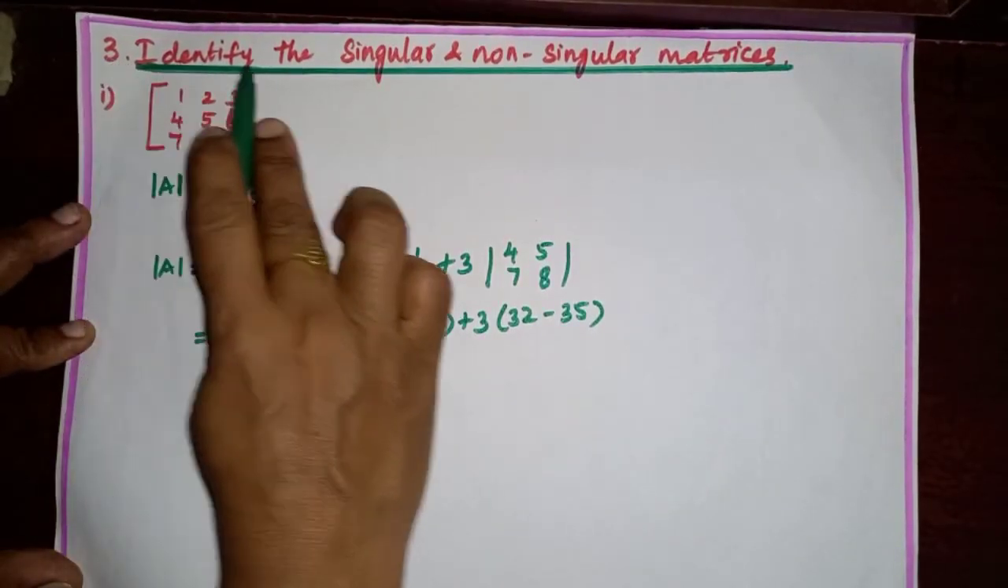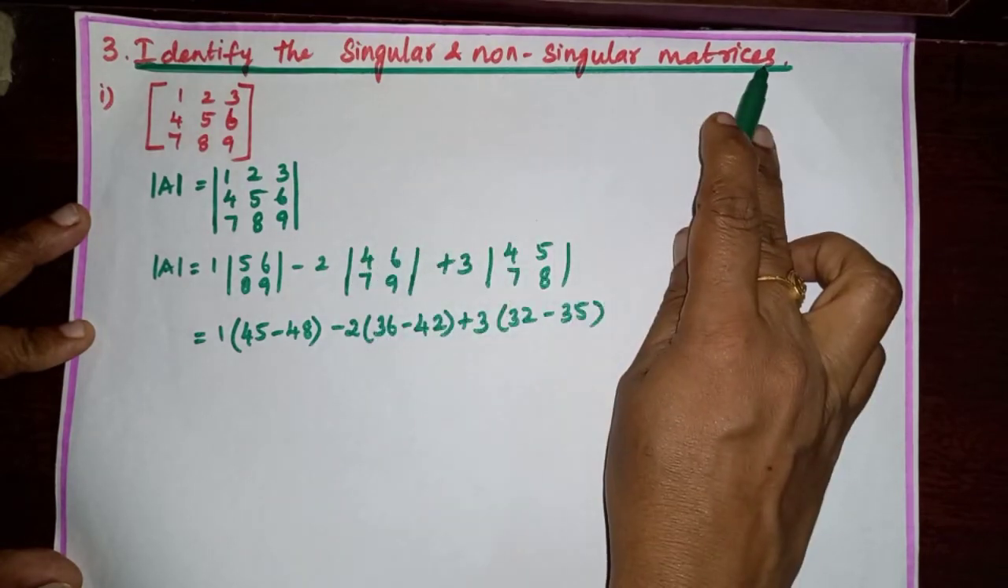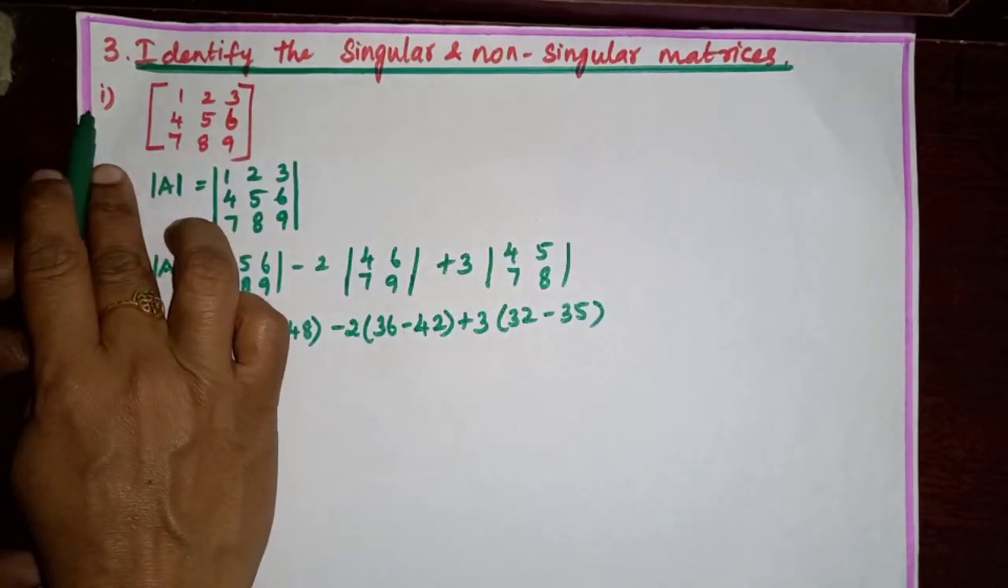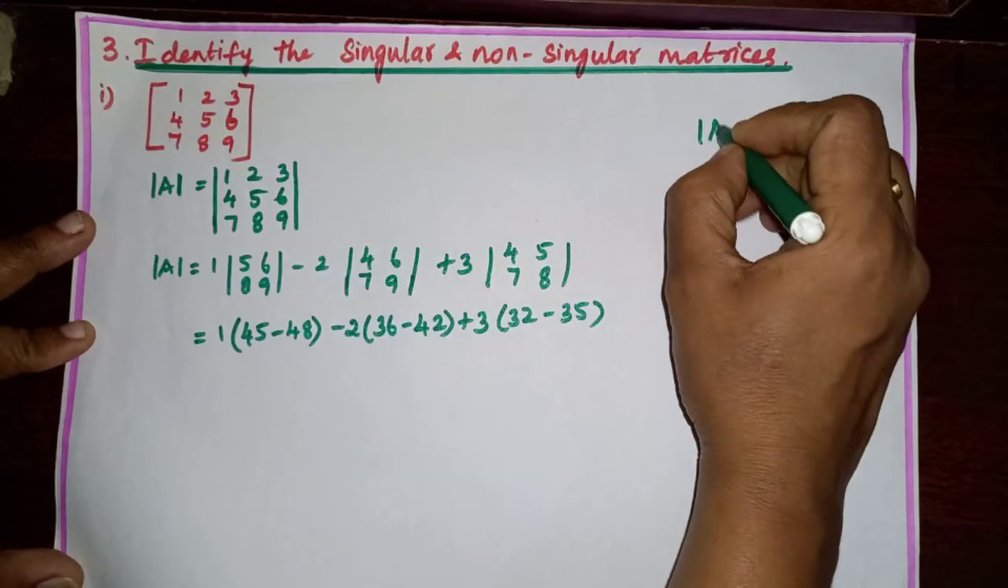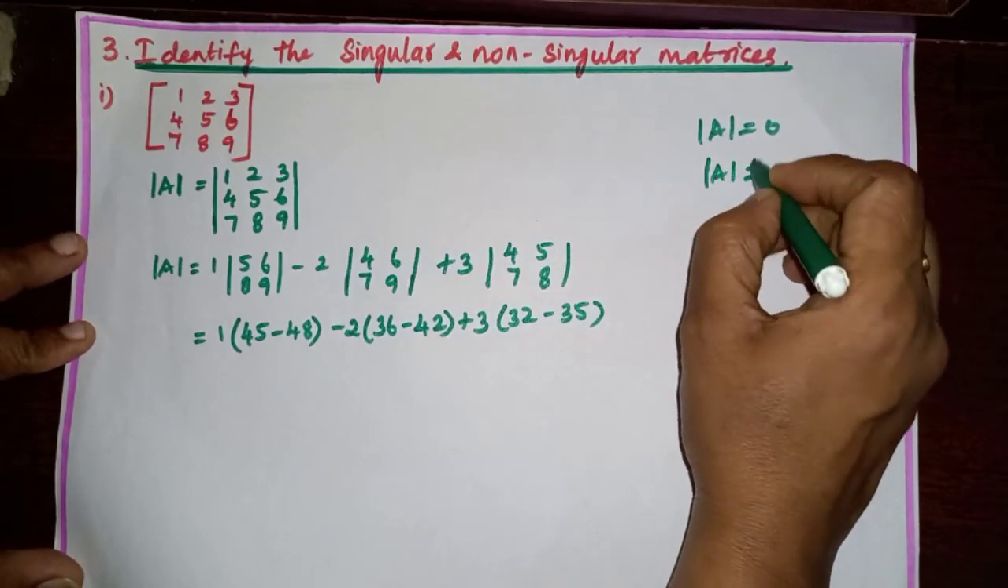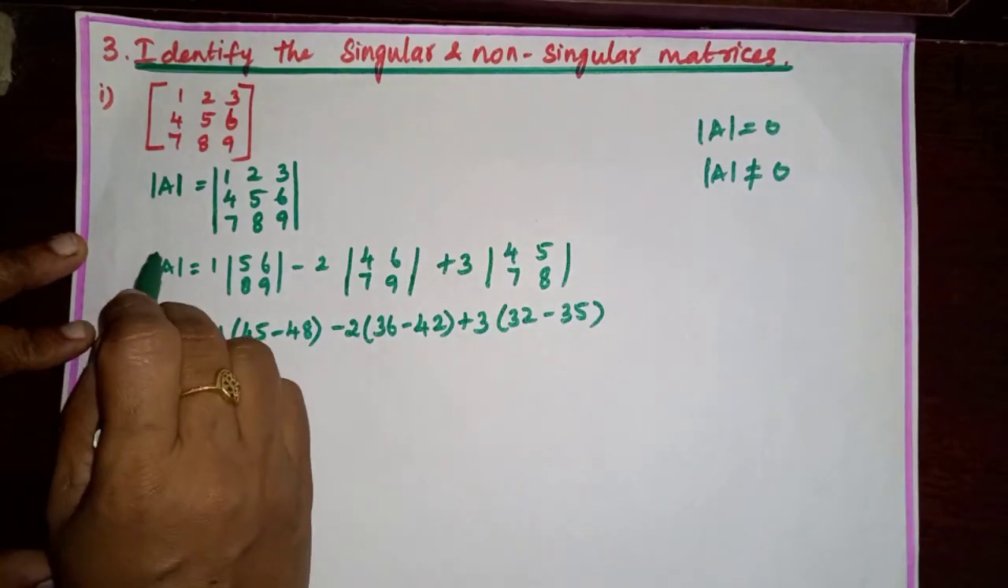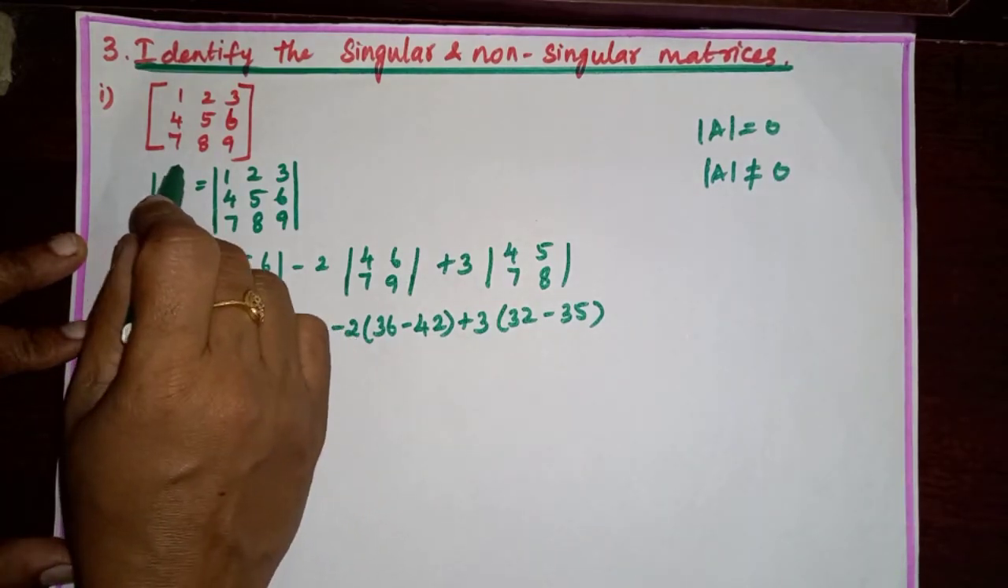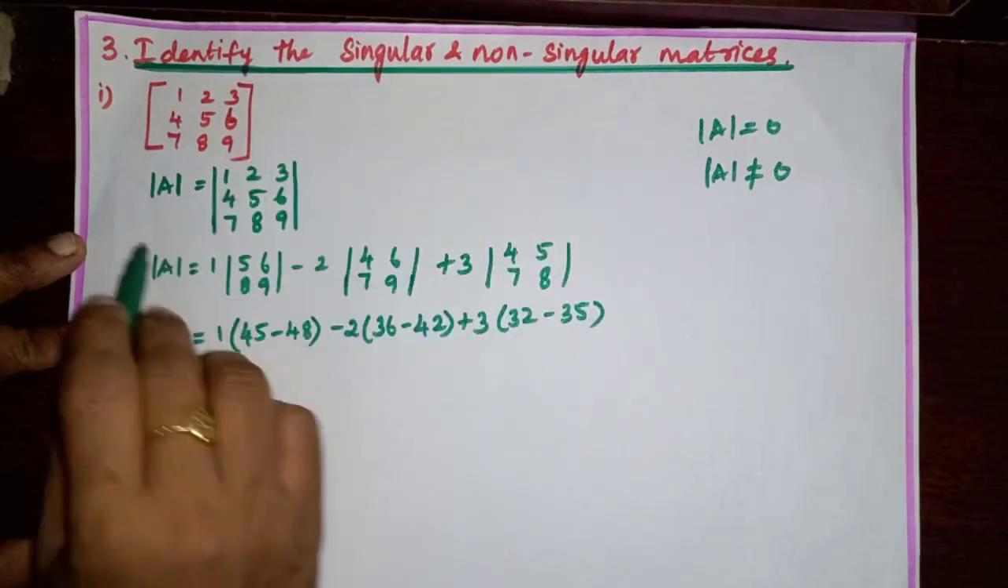Question number 3. Identify the singular and non-singular matrices. First subdivision. If it is singular, then determinant of A equal to 0. If it is non-singular, determinant of A is not equal to 0. Now we'll check whether the given matrices are singular or non-singular.